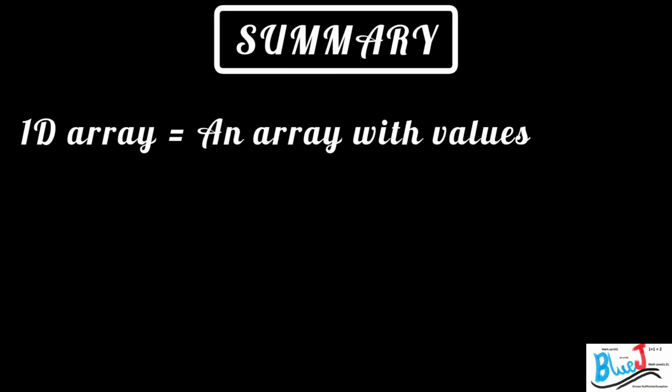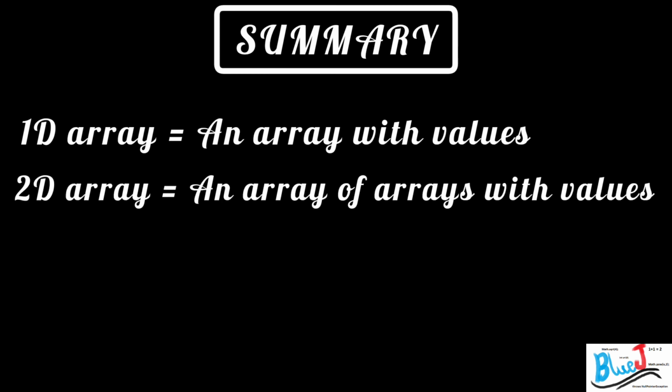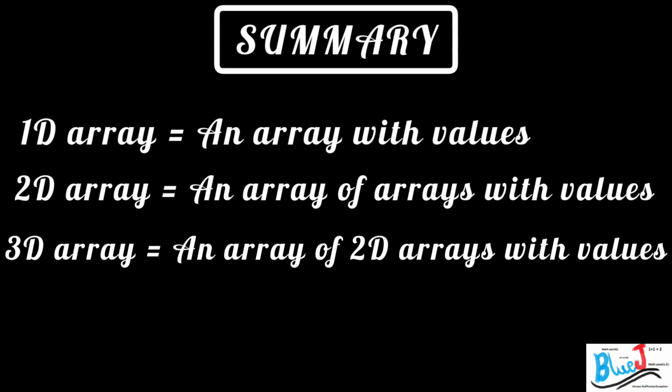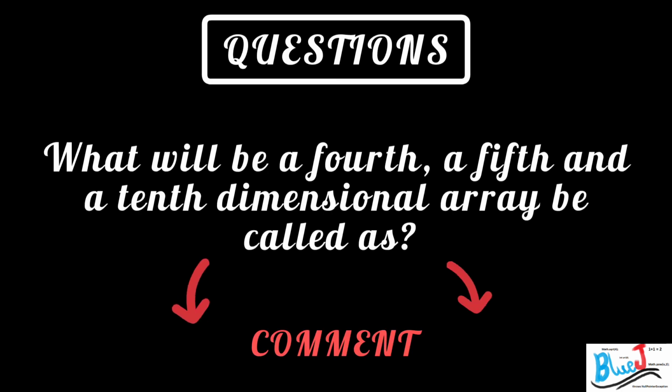So in summary, we can say a one-dimensional array is an array with values. A two dimensional array is an array of arrays with values. A three dimensional array is an array of arrays with values, or in short, we can say an array of 2D arrays with values.